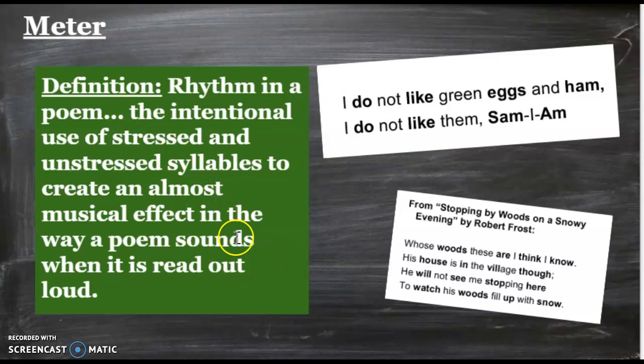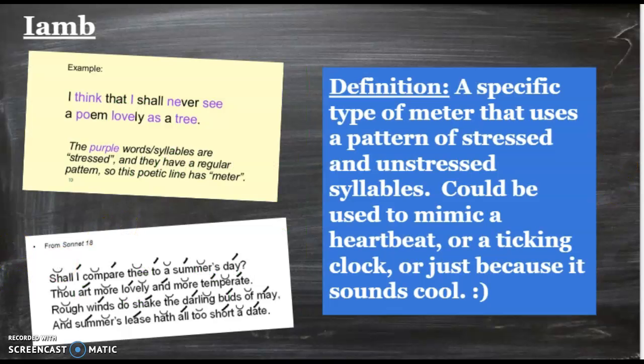The fancy definition is the intentional use of stressed and unstressed syllables. Again, we don't need to get into that. Really, meter is when you hear or read something that has rhythm to it. We see this so much in songs, and poetry as well. So for instance, I do not like green eggs and ham. I do not like them, Sam I am. You kind of just hear that rhythm when you read that out loud, right? So that's going to be meter, is just creating that rhythm within a line or a couple of lines of writing, okay?